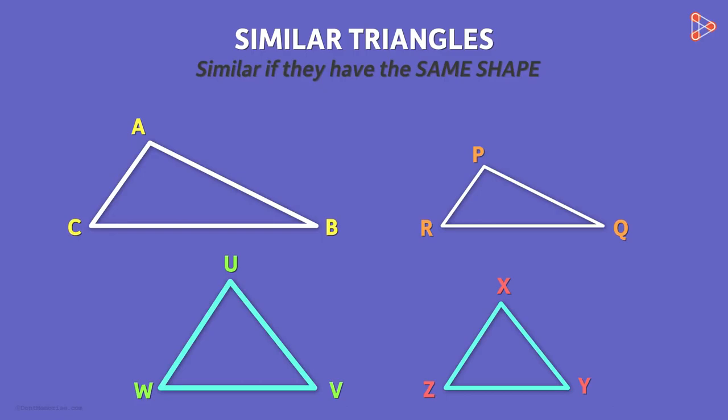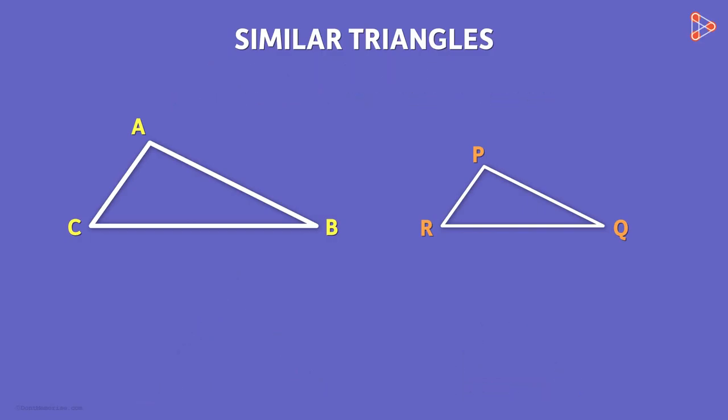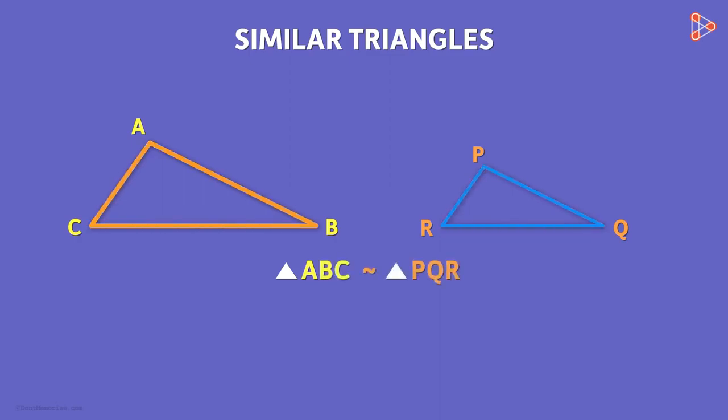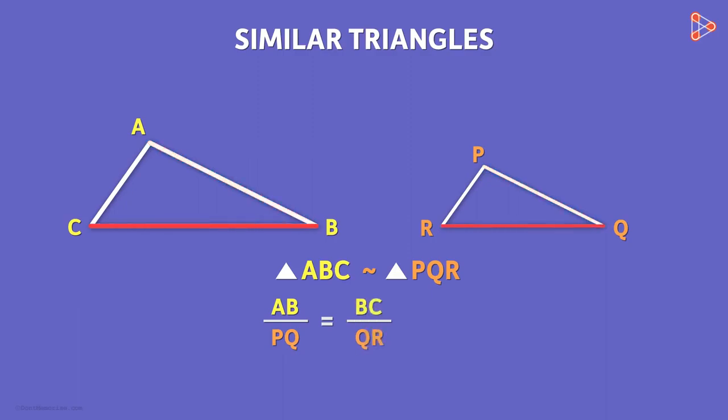What's so special about similar triangles? When two triangles are similar, then the ratios of their corresponding sides are equal. For instance, here triangle ABC and triangle PQR are similar, so AB over PQ is equal to BC over QR is equal to AC over PR. And this fact is going to help us derive the mirror equation.